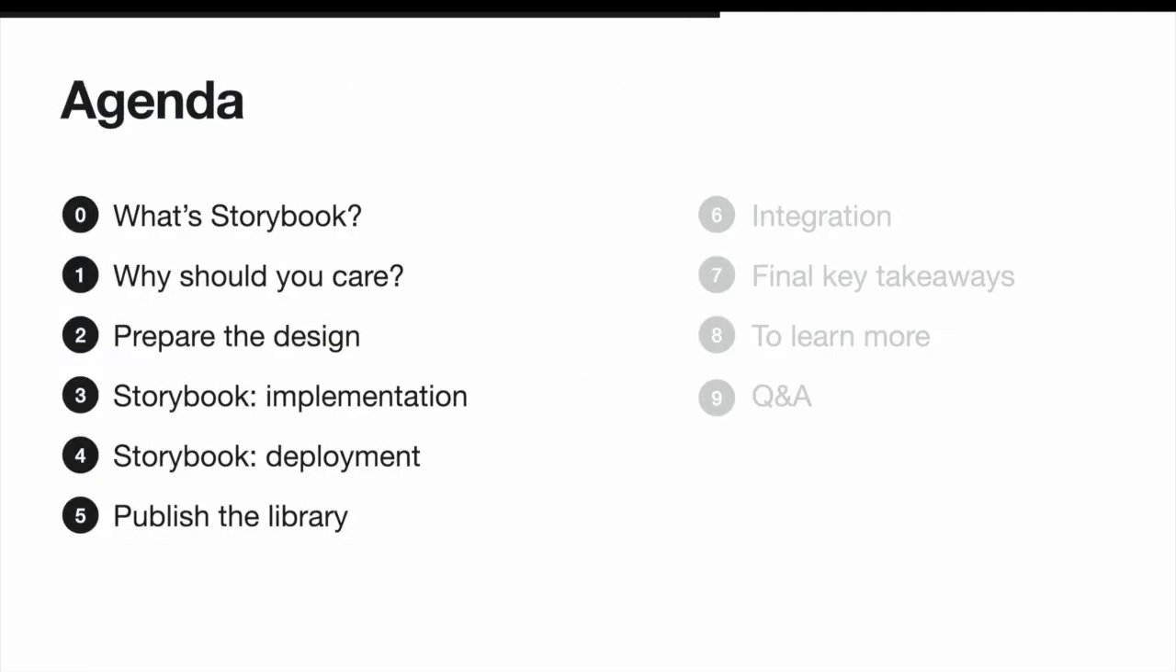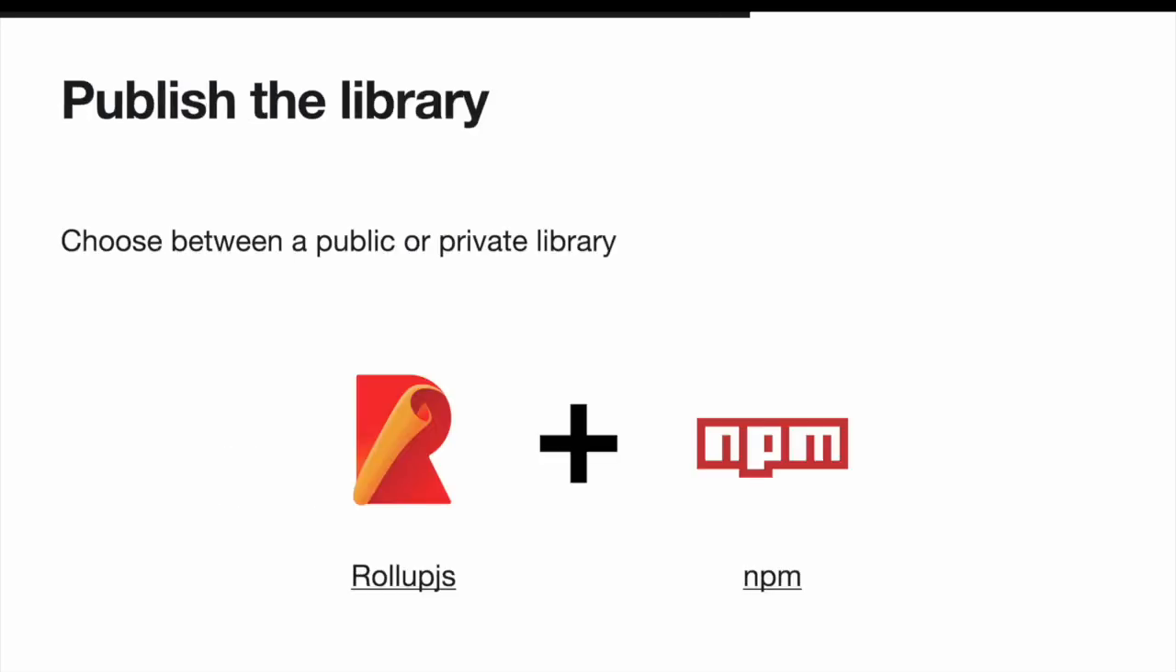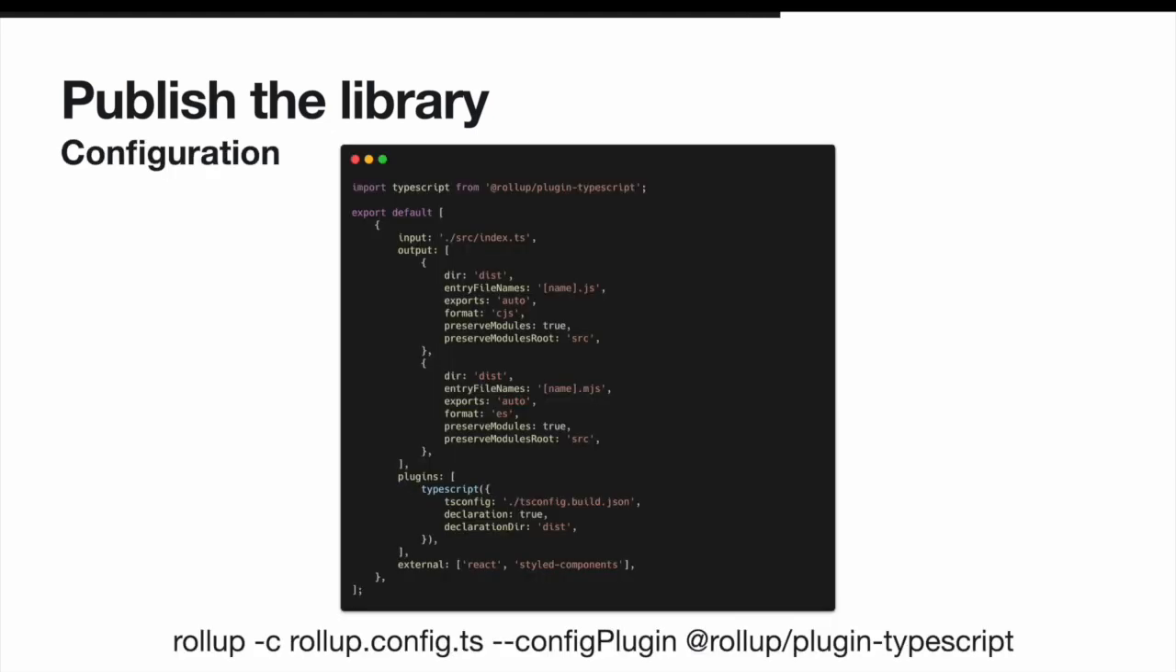Okay. So now that we deployed the Storybook, it's time for publishing your component library. So first we have to choose, do we want a public or a private library? In our case, I wanted to share it with everyone possible, so I've decided to have a public one using rollup.js, which is a JavaScript bundler specialized for building libraries. There are others out there, and we will be publishing to the Node package manager.